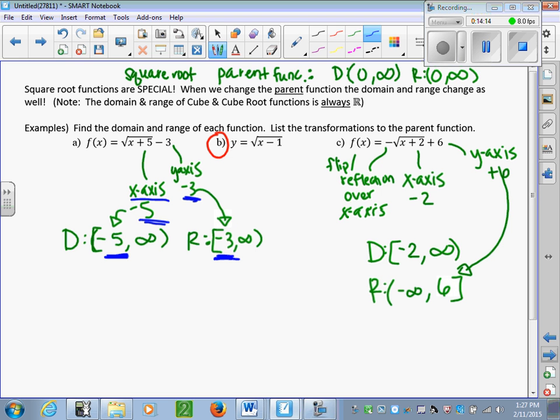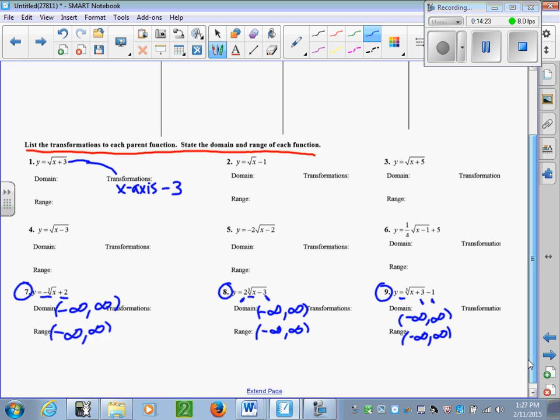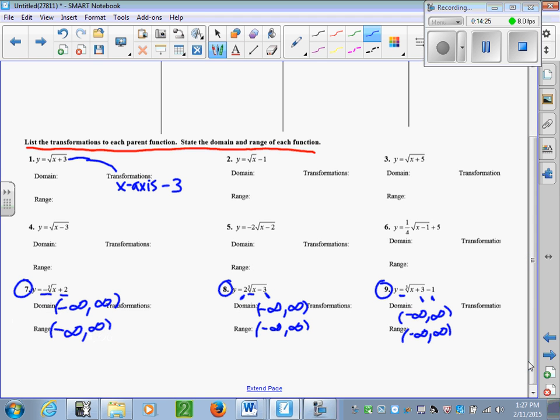Okay? Now again, you can type these in your calculator and just look at the graph and determine your domain and range, but I want you to start seeing how it's affected by your transformation. So, my domain, if I have an x-axis shift to -3, that means my domain will start at -3 and go to infinity. My range doesn't have a transformation on it, so it will go from 0 to infinity, which is what it was originally. Oops, a little error here.